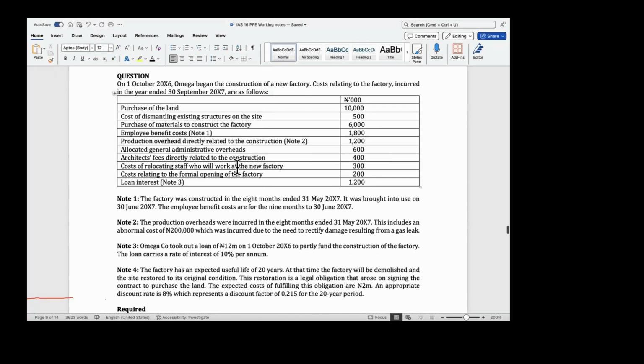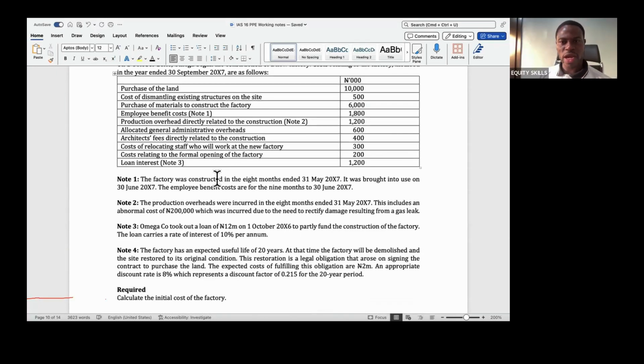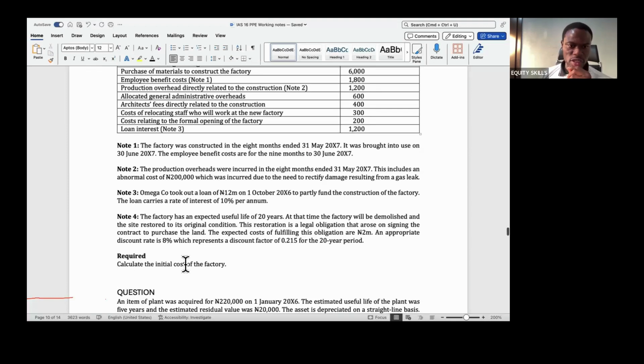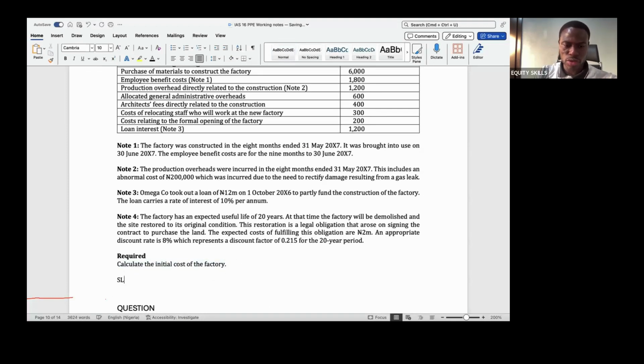Okay. So we are asked to determine the initial costs. This is like the first thing I taught you under measurement, initial measurement, when we were talking about purchase price, import duties, non-refundable purchase taxes, less discount and rebates, and all of that. So this is a question on that. It gave us quite a lot of details, and we are asked to calculate initial cost. So we need to take it one by one, and we'll follow through with the question.